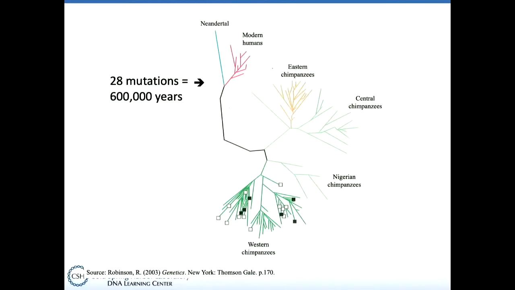So there we go. 28, here's the Neanderthals branching off from modern humans. We had an ancestor farther back in time, and it was about 600,000 years ago.